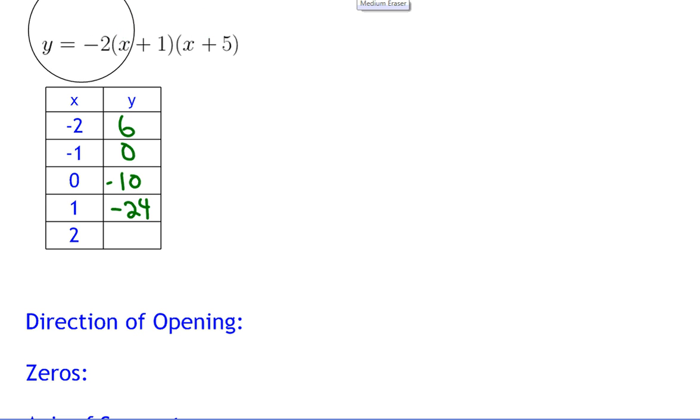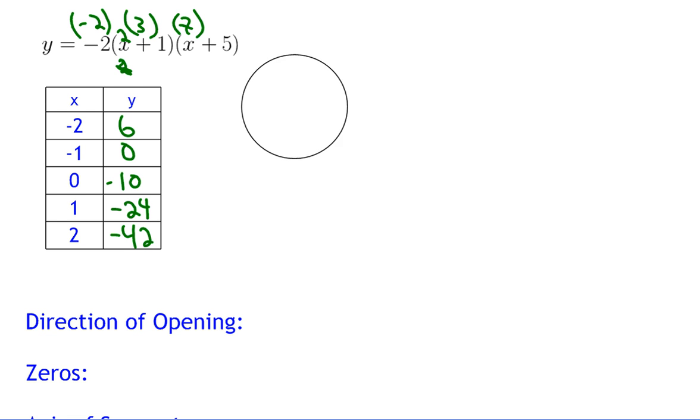And then the last point on our graph, substituting a 2 into here. 2 plus 1 is 3. 2 plus 5 is 7. And then negative 2 times all of this. So negative 2 times positive 3 times positive 7. That's going to be negative 6 times 7, which will be negative 42. So that's getting quite large.